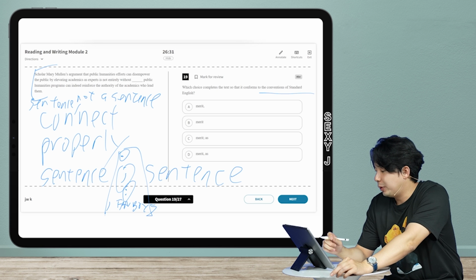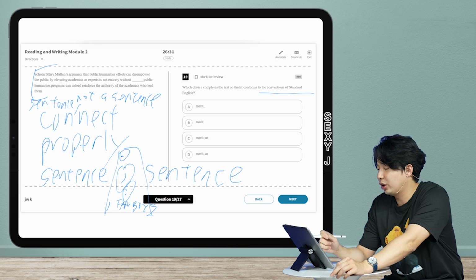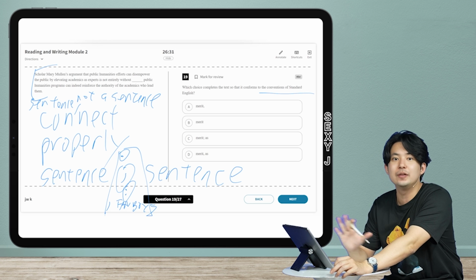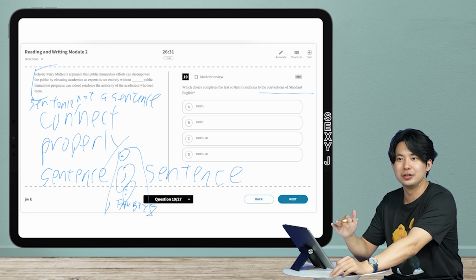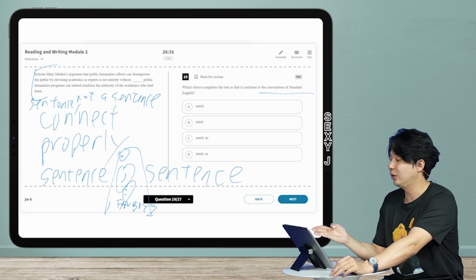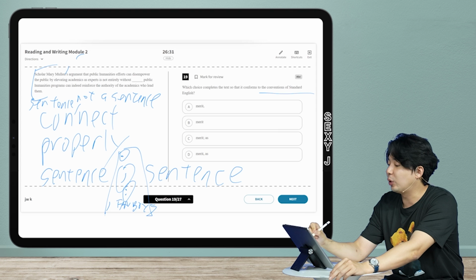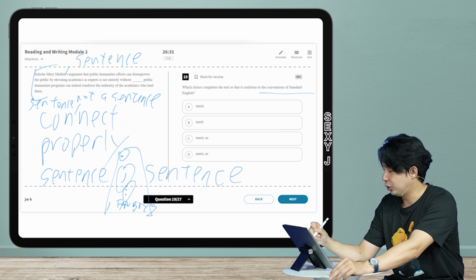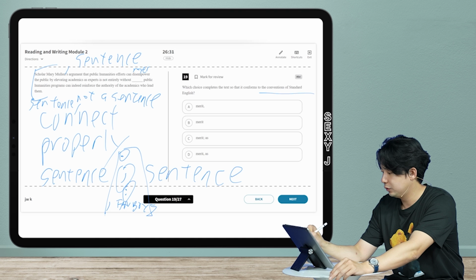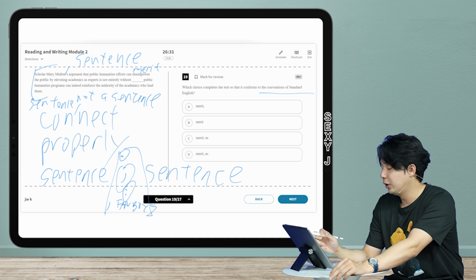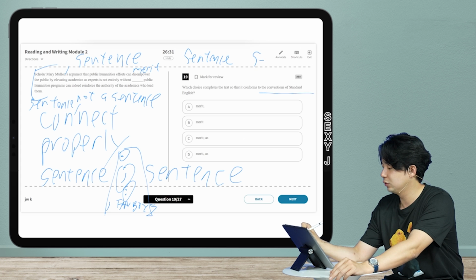So let's look here. Scholar Mary Mullen's argument that public humanities efforts can disempower the public by elevating academics as fixtures is not entirely without blame. Okay, I really said it 4 times, do not care about the meaning when I do convention questions. If it's a boundary, I really don't care. All I care is, okay, that was a sentence. Okay, let's look at the second thing. Public humanities programs can indeed reinforce, okay, that's another sentence. So I have sentence and sentence.